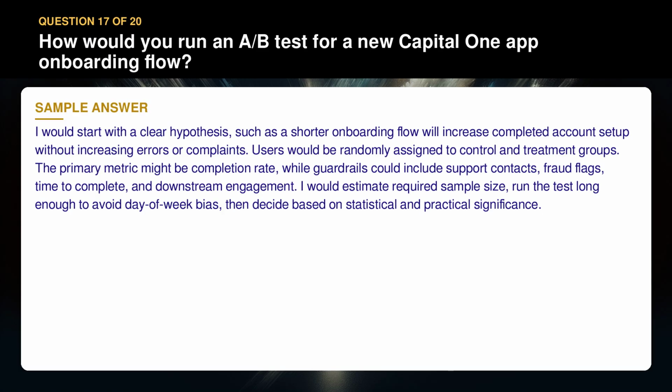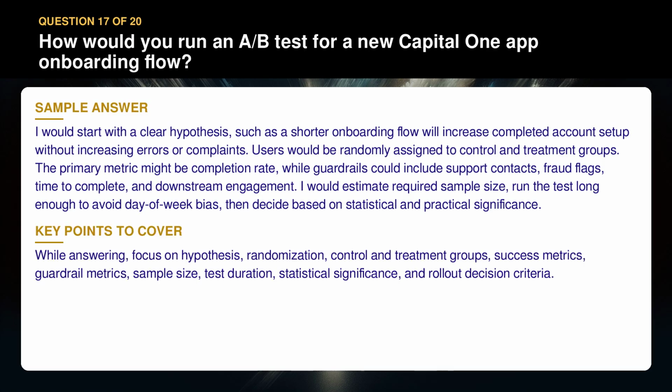The primary metric might be completion rate, while guardrails could include support contacts, fraud flags, time to complete, and downstream engagement. I would estimate required sample size, run the test long enough to avoid day-of-week bias, then decide based on statistical and practical significance. While answering, focus on hypothesis, randomization, control and treatment groups, success metrics, guardrail metrics, sample size, test duration, statistical significance, and rollout decision criteria.